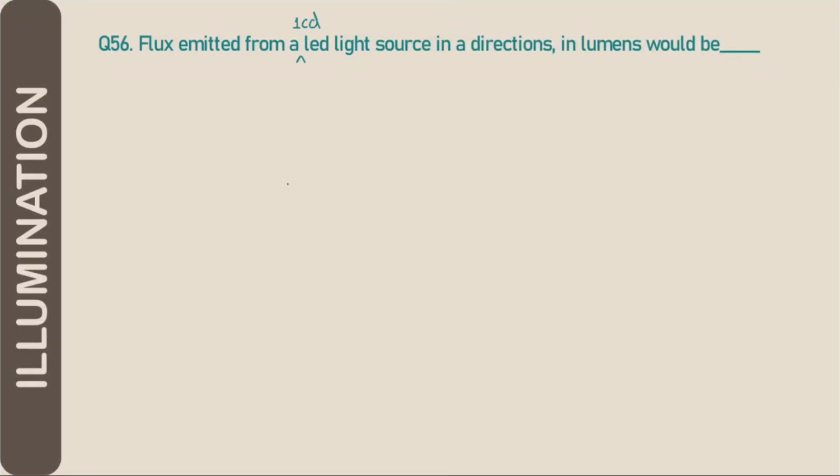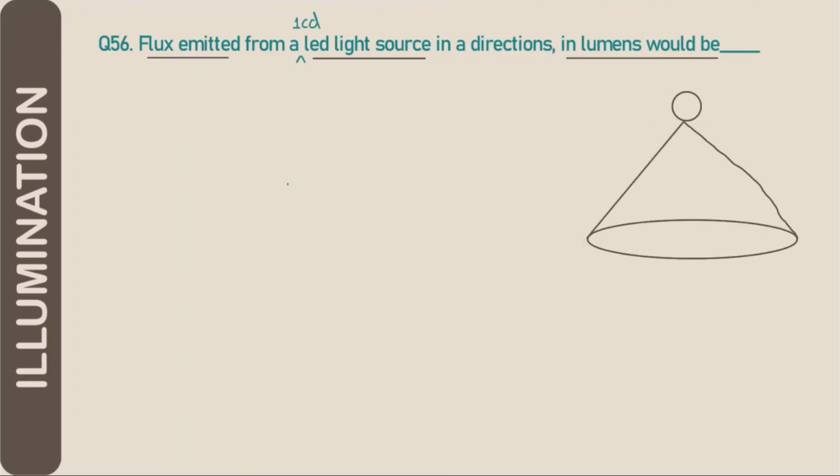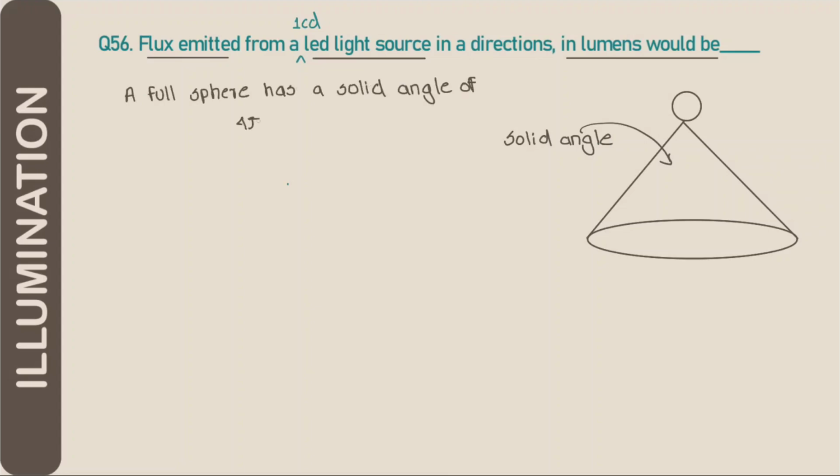Flux emitted from one candle LED light source in a direction in lumen would be. So let's consider this as the LED light, and this is the flux emitted in one direction. So this forms a solid angle. A full sphere has a solid angle of 4 pi steradian.